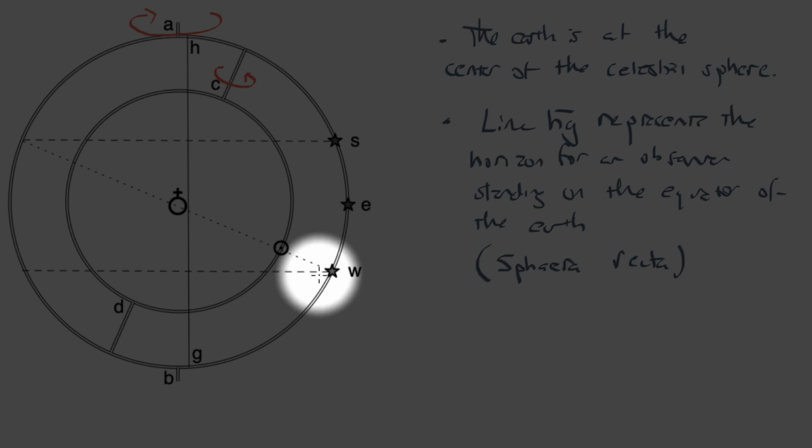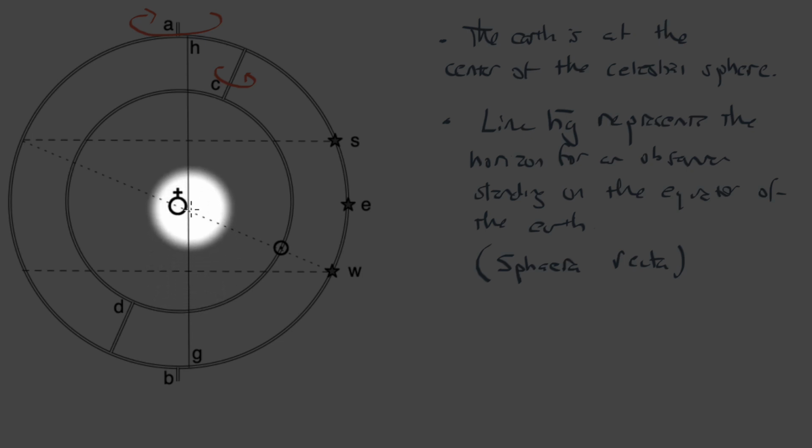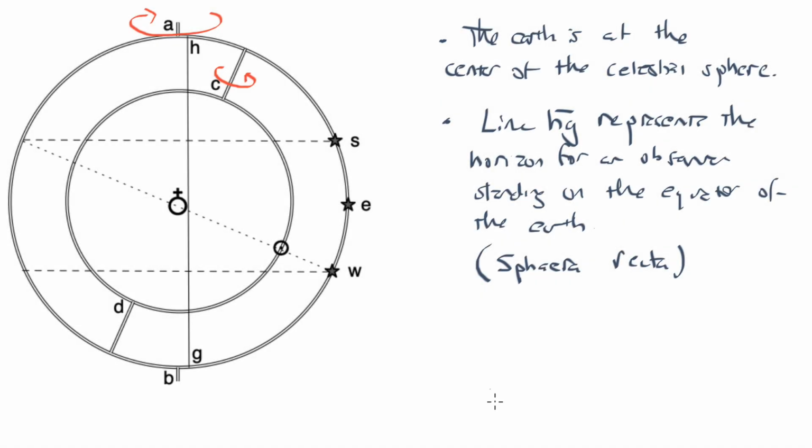Notice now also that since this person is standing on the equator, the horizon line is straight up and down. That means that on any day of the year, the sun will spend an equal amount of time above the horizon, that is, in this region, and below the horizon in this region. And it doesn't matter if we're talking about the winter solstice, the vernal equinox, the summer solstice, the autumnal equinox, or anywhere in between those, the sun will spend half of its time above the horizon and half of its time below the horizon. So let's note that.